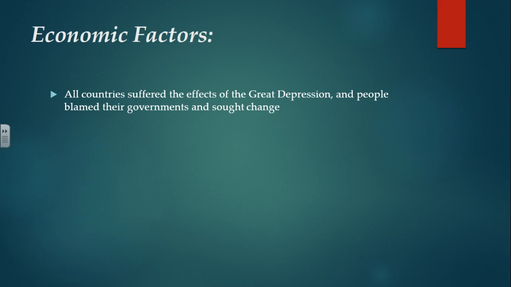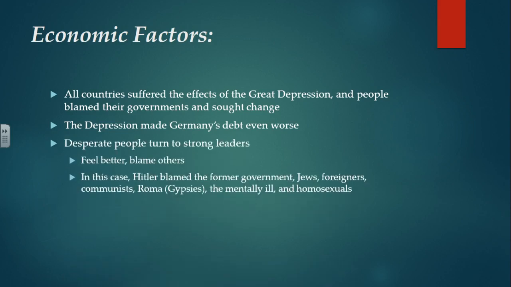So the Great Depression is going to have large consequences on the economic well-being of the countries around the world, and people are going to blame their governments for this, and they want change. Whenever anything bad happens in the economy, the government is going to be blamed for the most part. The Great Depression is going to make Germany's war debt even worse than it already was. So they've already got this $57 trillion to pay back, and now they have no money in the first place. This is going to be horrible.